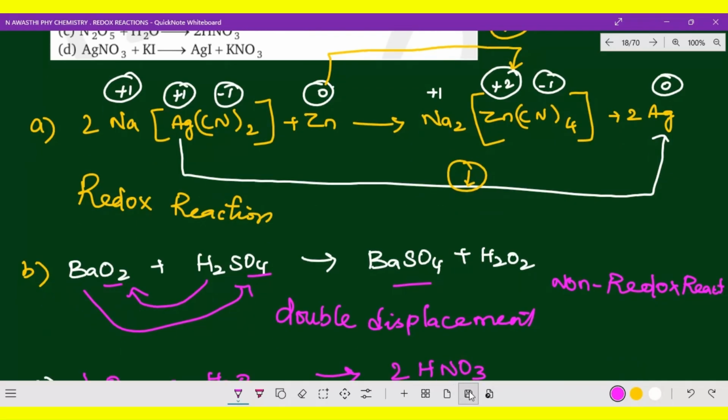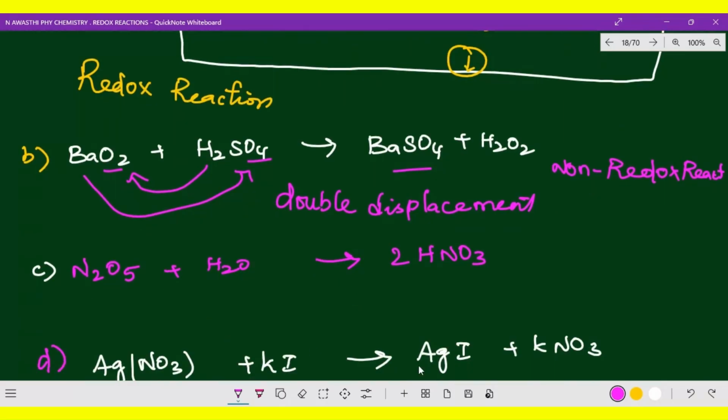Okay, so now the third one: N2O5 plus H2O gives 2HNO3. Here, hydrogen remains the same, +1. Here oxygen is -2, and nitrogen is +5. So +5 is staying +5 here.